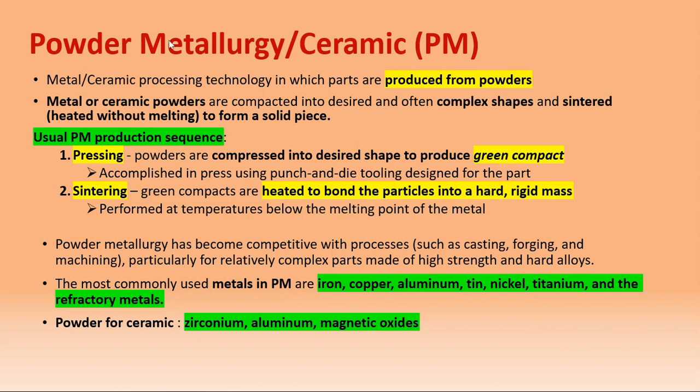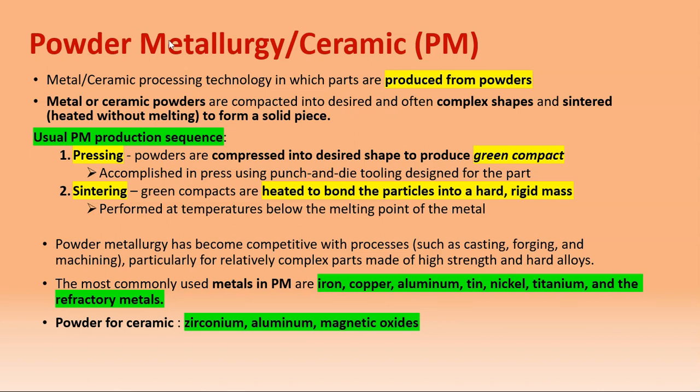It's a metal and ceramic processing technology in which parts are produced from powders. And it can get into complex shape and sintered, in which it is heated without melting to form a solid piece. So they need to compact the metal powder or the ceramic, then they have to go through the sintering process. Usually for the powder metallurgy sequence, they have the mixing, and then they have pressing, and then followed by sintering.